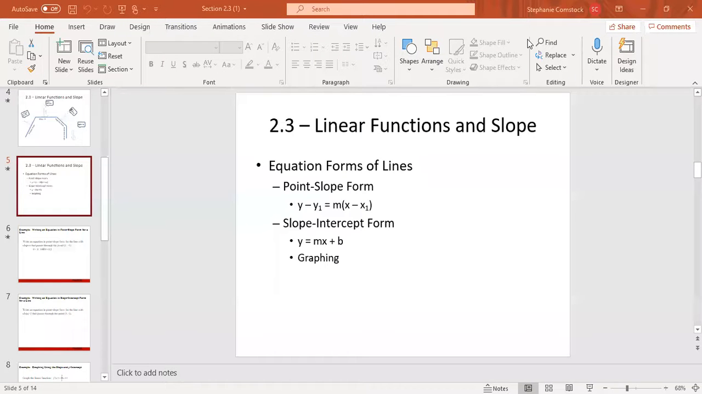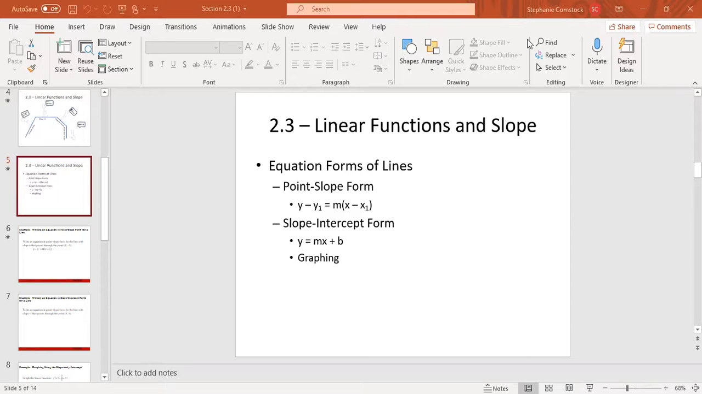So in this part of section 2.3, we're going to talk about a couple of the formats or equation types that we can see online. So the first one is what's called point slope form. And one of the things about mathematicians and math people in general is we're not real creative namers. So we name it like we see it.